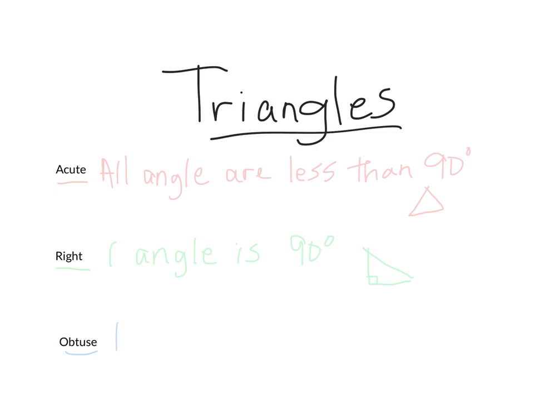Last but not least, we have obtuse, okay? This is where at least one angle is larger than that 90 degrees. Okay, just like an obtuse angle. So something like this would be, start way back there and come together. And this angle right here is going to be considered larger than 90 degrees.